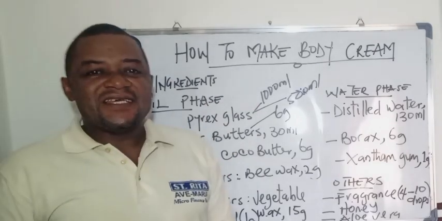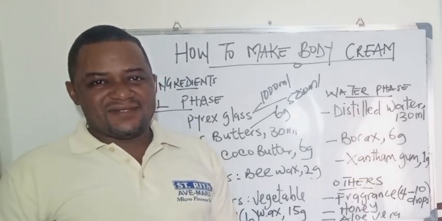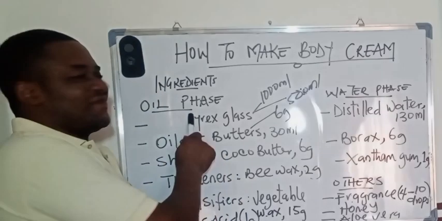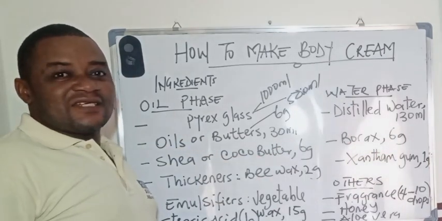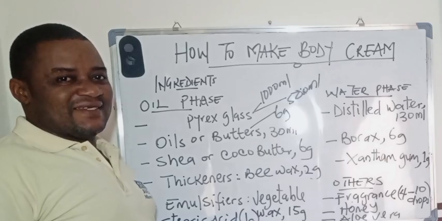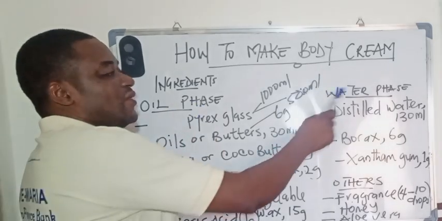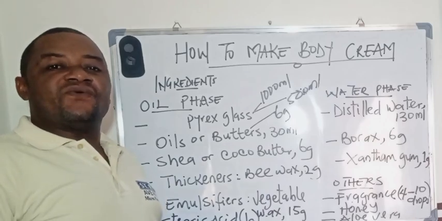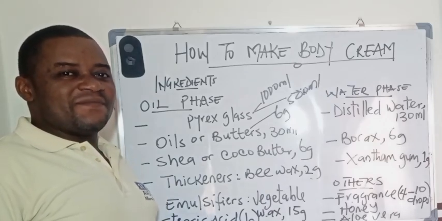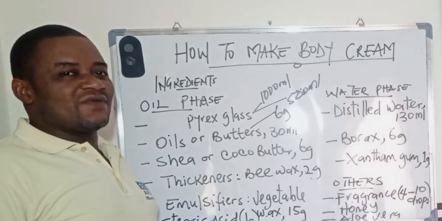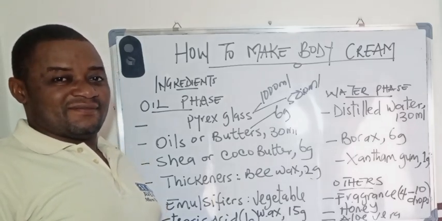Now, we are going to do justice to this very topic today, how to make body cream. Do you know that if you have to make body cream, you need two phases? You need the oil phase and you need the water phase. These are just the two phases you need. Once these two phases are properly taken care of in their preparation, the mixing process is going to give you a homogeneous mixture that is going to be your cream.